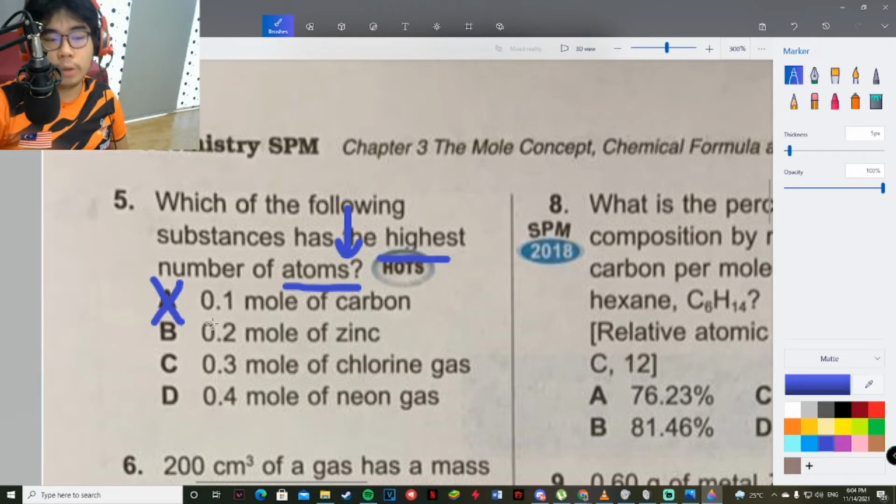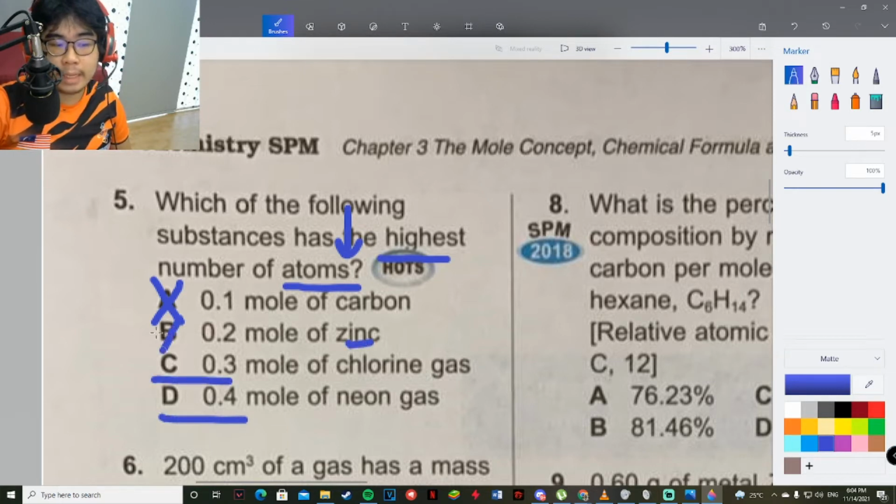B, 0.2 mole of zinc, is also out, because we know that 0.4 mole or 0.3 mole is higher than 0.2 mole of zinc. So A and B are definitely out as well. Now we have a bit of a tricky choice, C or D, right?